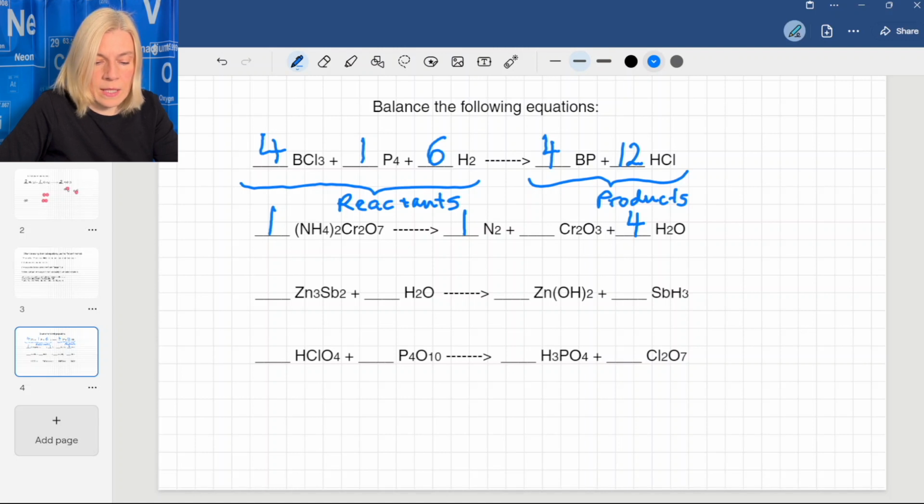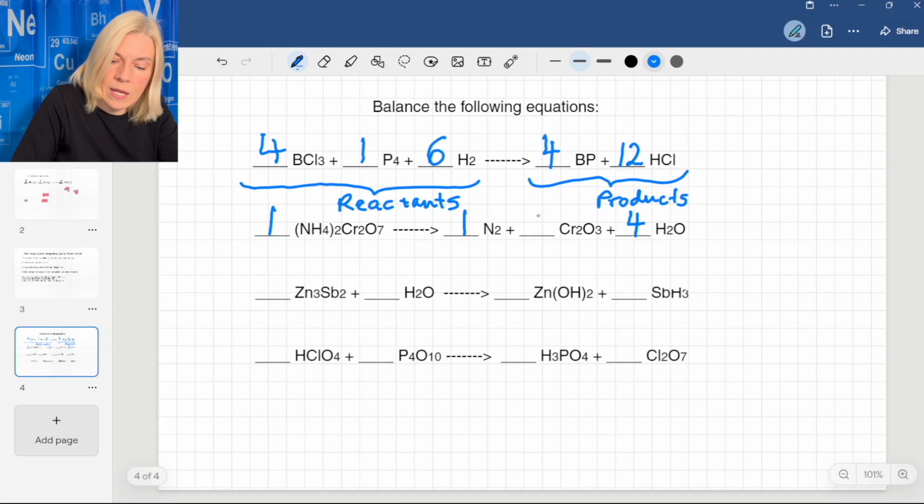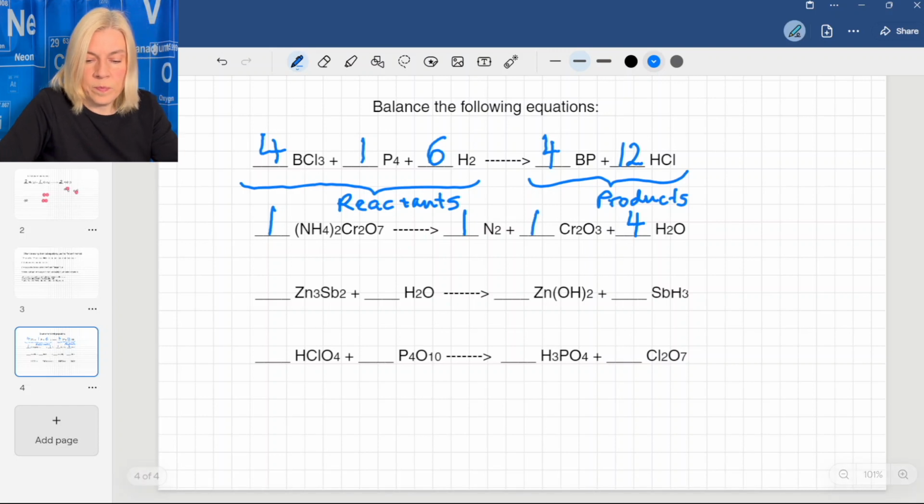Now let's check my chromium. I have 2 chromiums, and it seems like oxygen will be my double check. So I have 7 oxygens as my reactants. I have already 4 oxygens here. Here is 3. I need just 1. I need 1 oxygen right here. Okay, let's go to the next one.